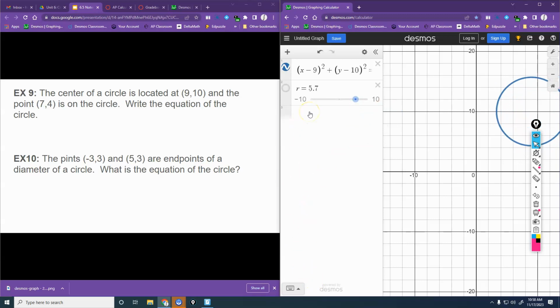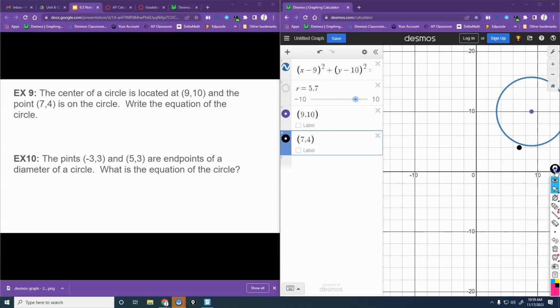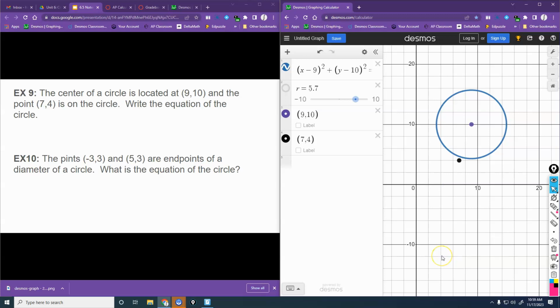So what I can do here is put the point (9, 10) and make sure that's in the right spot. It is, right? Because if I click here, it's the middle of that circle, so that looks good. And I'm going to type in the point (7, 4), because the circle has to go through that point. Let me drag this over here where we can see it a little better. I need this circle to have a center right here, which it does, and go through this point. So Easton says he's found it. What was your r for that, Easton?